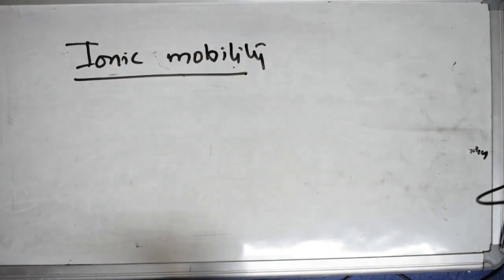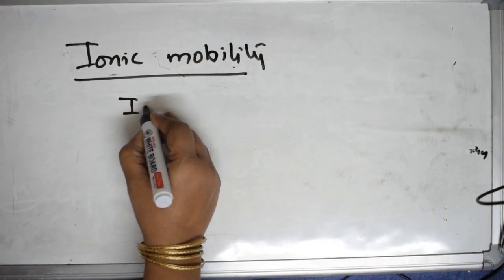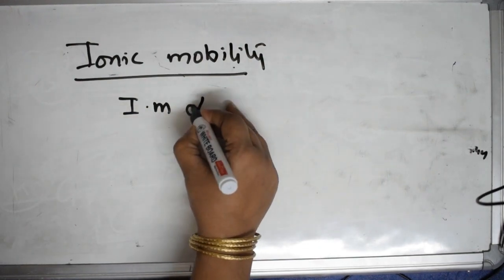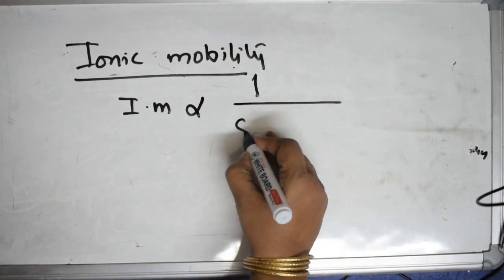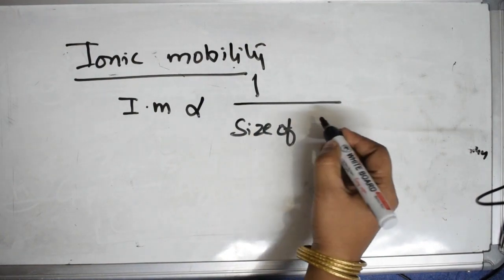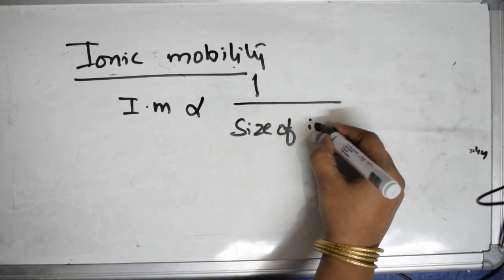First thing you need to remember, I am writing in shortcut: ionic mobility is inversely related to the size of the ion in aqueous medium.